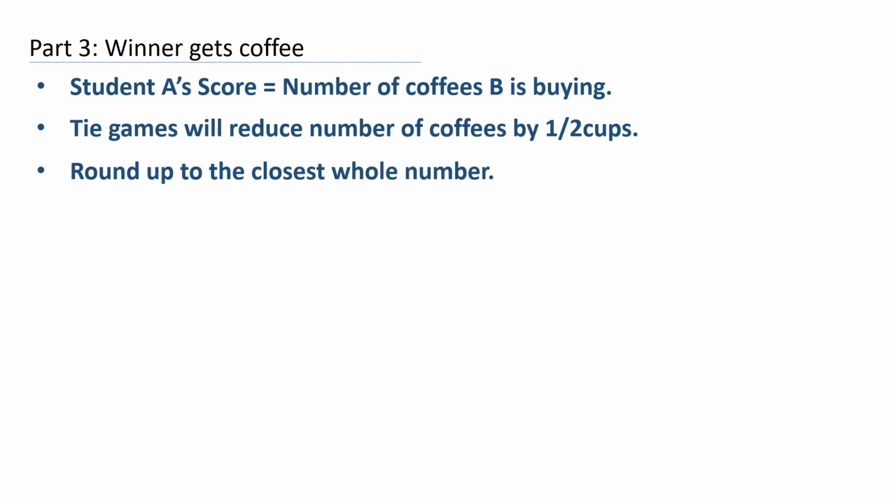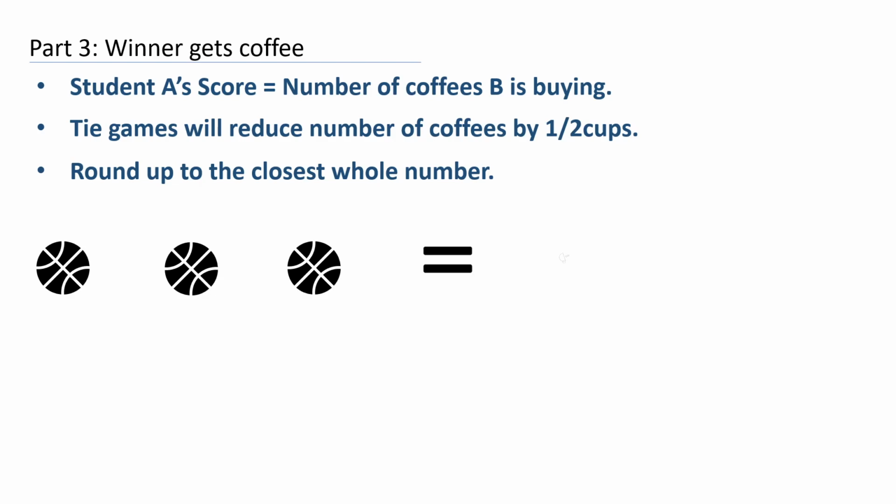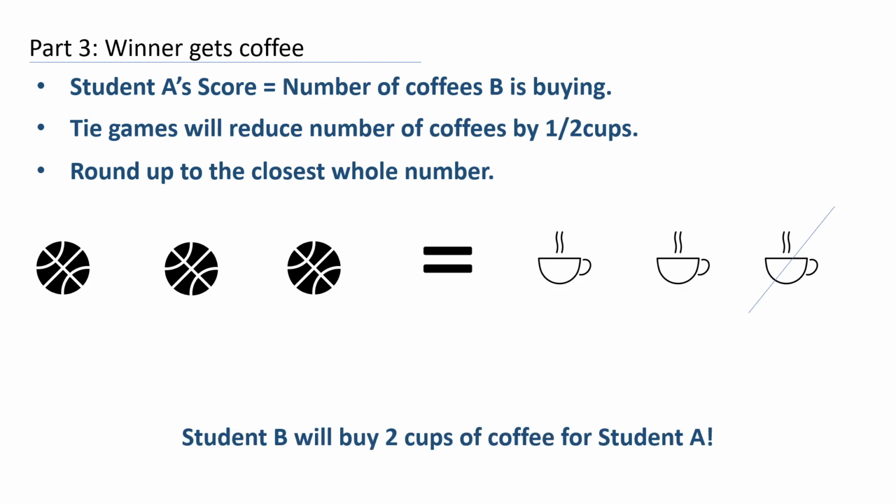The last condition is that if the number of coffee cups is not a whole number, it will be rounded up to the closest whole number. According to the scenario, Student A won a game with 3 scores, so he gets 3 coffees. However, he had 2 tie rounds, so the number of coffees will be reduced by half a cup, but 2 times. So as a result, 1 coffee will be eliminated, and the scenario ends with Student B buying 2 cups of coffee for Student A. In conclusion, why this solution is better.